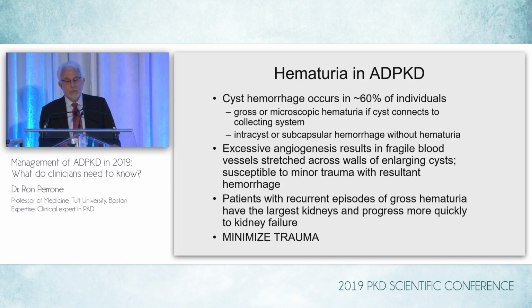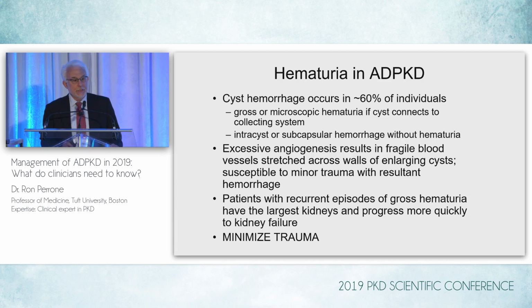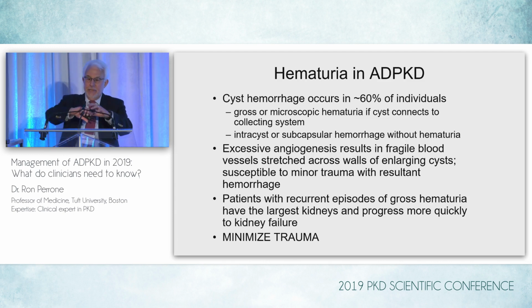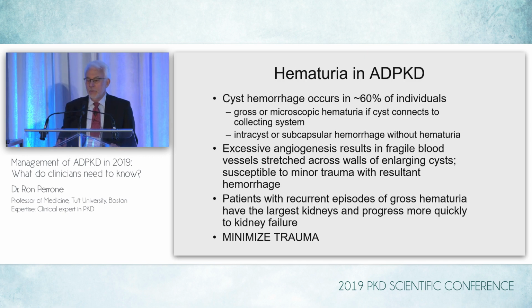So cyst hemorrhage occurs in about 60% of individuals. It can be gross or microscopic if the cyst connects to the collecting system, and you can also get intracyst or subcapsular hemorrhage without hematuria. And the cyst hemorrhage is thought to result from excessive angiogenesis that results in fragile blood vessels. If you can imagine these blood vessels stretched over the walls of enlarging cysts. So very susceptible to trauma with resultant hemorrhage.